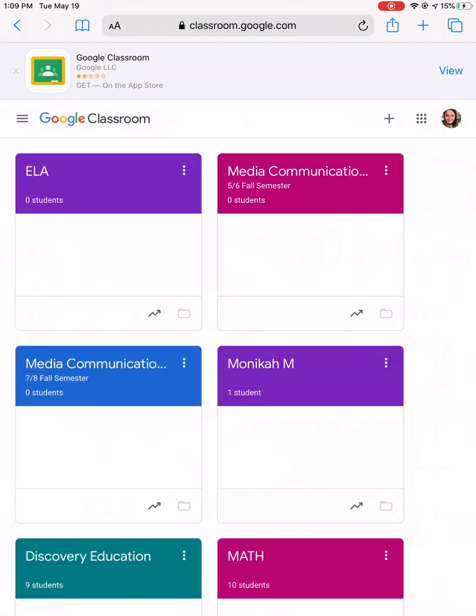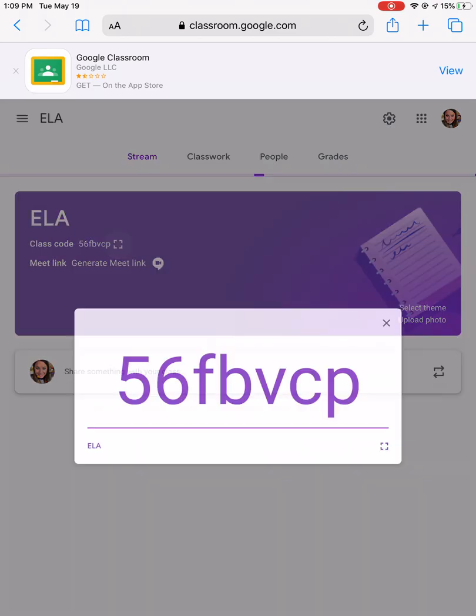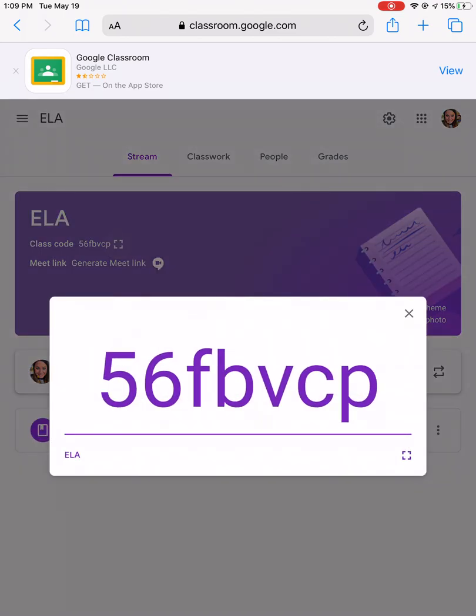Okay, so here it is. It's purple. It's ELA. I have no students because I need you guys to go and add it like you always do. So you're going to go with the plus sign just like you added all the other classes, and you're going to put this code in. So go ahead and pause this and write this code down. You can do this before watching the video, so that way you have access to all the materials that I give you. So once you put that code in, you'll be in there.